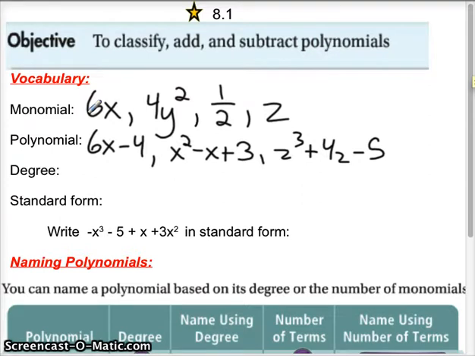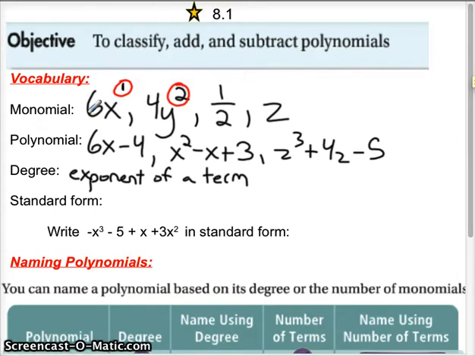Next term is a degree. The degree is the exponent of a term. All right? So what I mean by that is, if I give you something like this, up back here, that monomial of 6x, well, 6x to the first has a degree of 1. The next one, 4y squared, well, that has a degree of 2. So the degree basically comes from the exponent of the monomial.